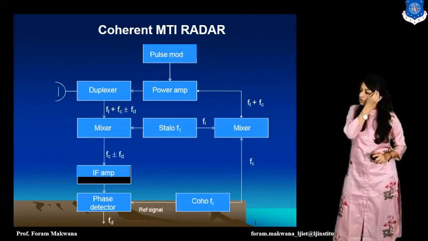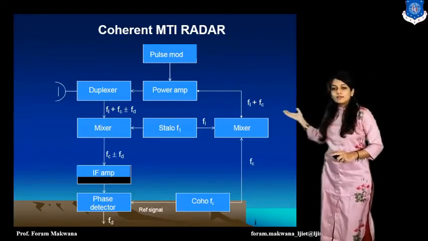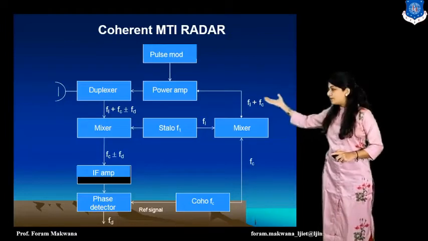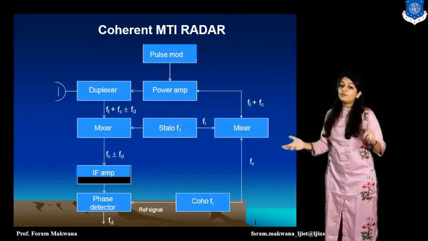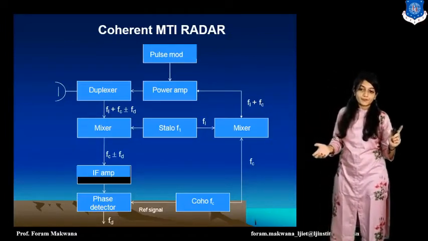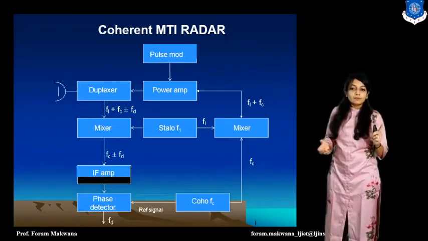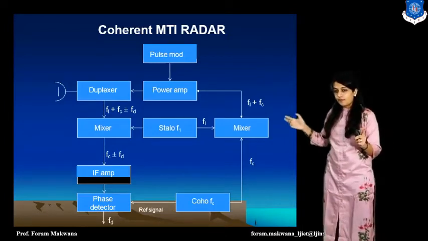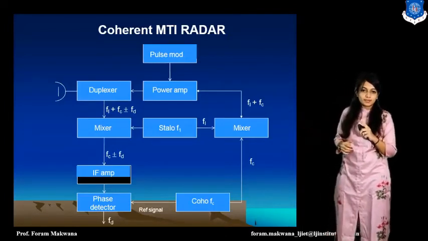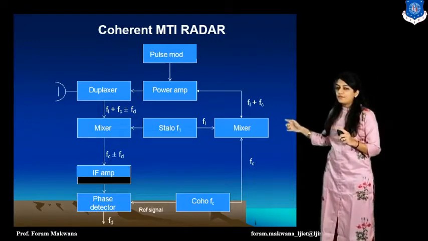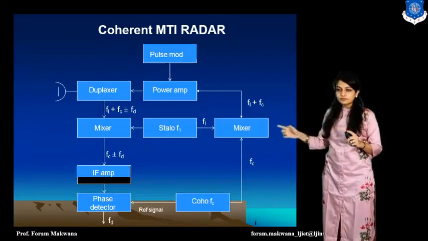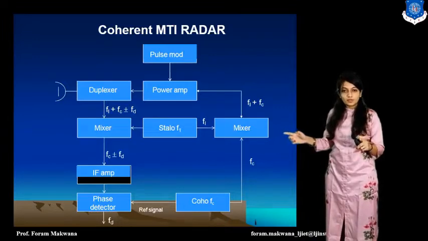After receiving the signal, the receiving antenna output is applied first to the mixer. So the input of the mixer is F1 plus FC, which was earlier transmitted, plus or minus FD. FD is the Doppler shift frequency.